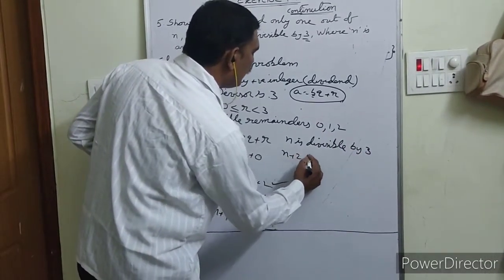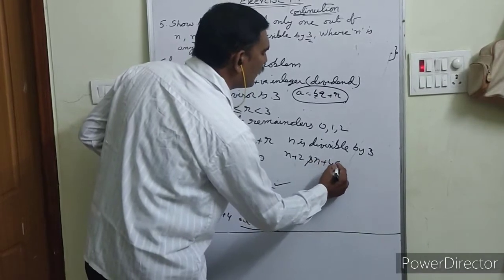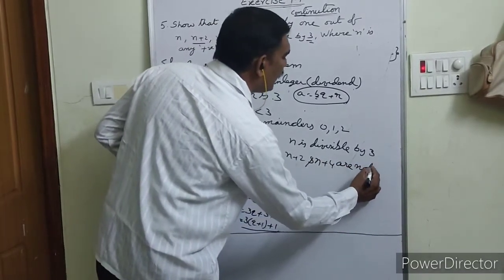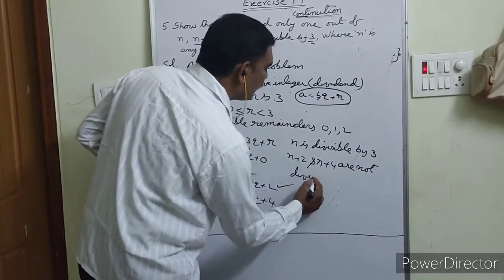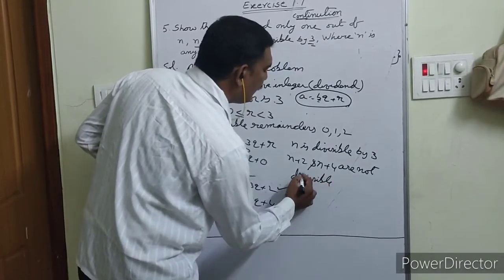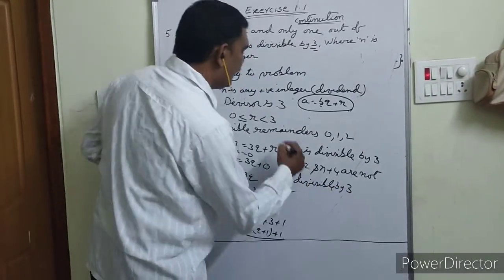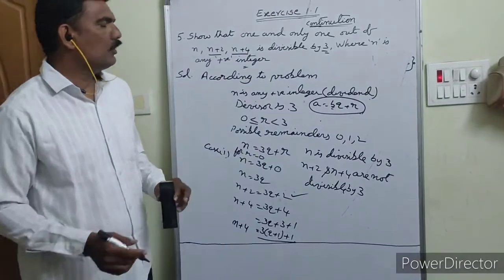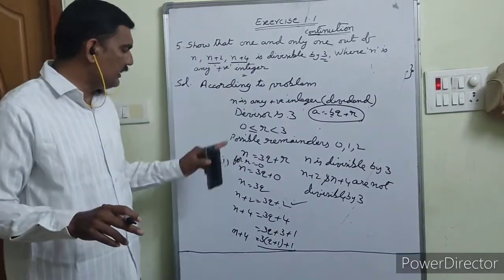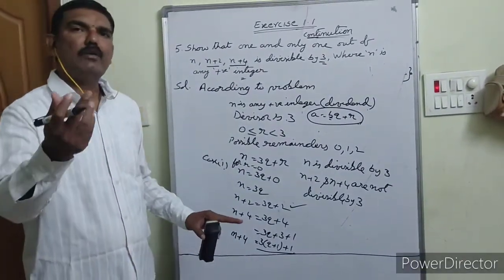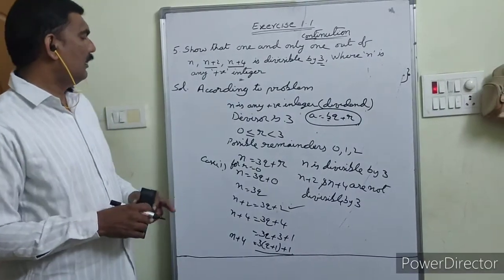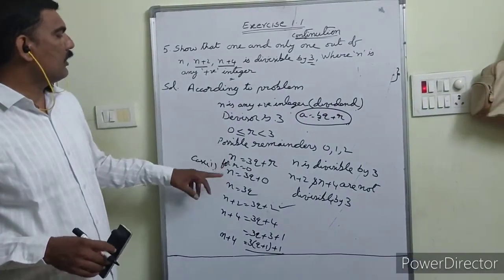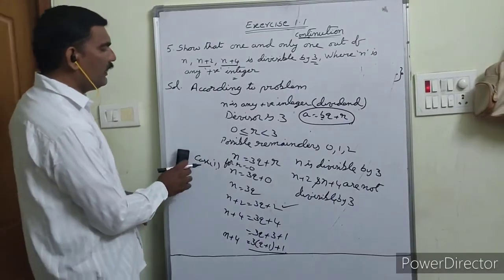n plus 2 and n plus 4 are not divisible by 3. It is the first case. So by pausing the video, just copy the content, and if you have any doubts, just ask me. I hope that you understood case 1. Now we will go for case 2.